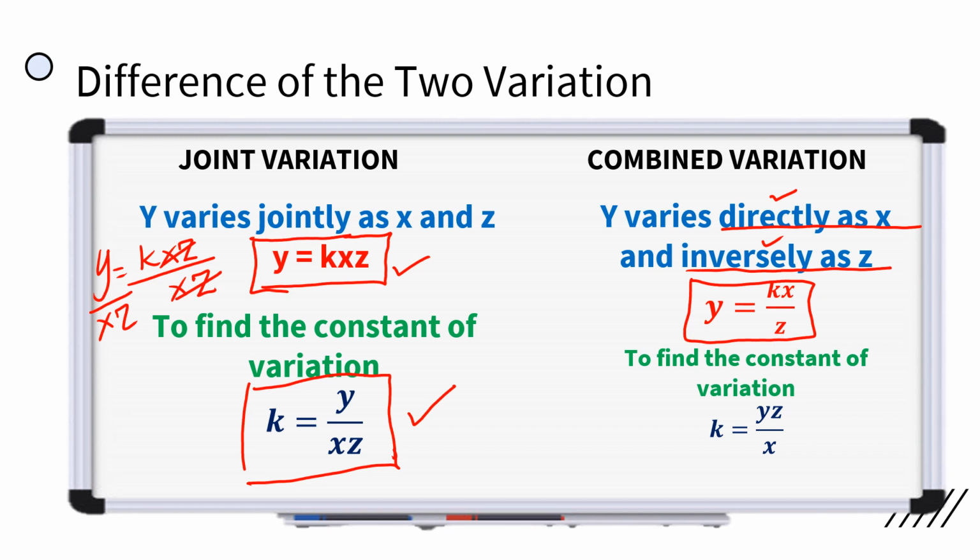So, that's for joint. For combined, para makuha natin ang constant, that is yz over x. Paano naman natin yung nakuha? So, multiply muna natin yung y and z dito sa ating equation. So, that becomes yz equals kx. Now, we only need the value of k. So, divide natin both sides by x. Cancel. So, the value of k is yz over x. So, ito yung mga tatandaan natin para sa pag-compute natin ng joint and combined variation.